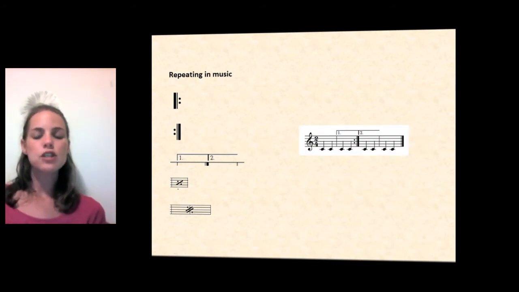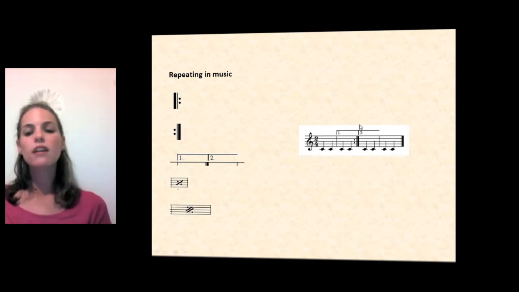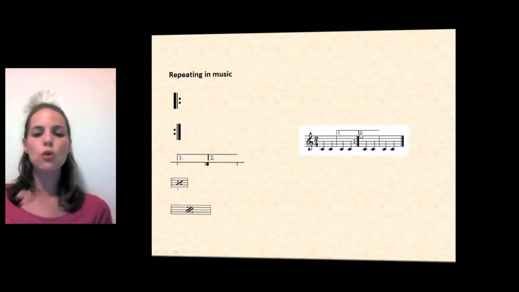Now, remember I mentioned the volta brackets? So, they look like this, and they can have different numbers. For example, this one has 1 and 2. So, this is our first ending, and second ending is what they're commonly known for. So, we're going to play through here, play through the first ending, repeat back to the beginning, play this first measure, go to the second measure, and play through the end.